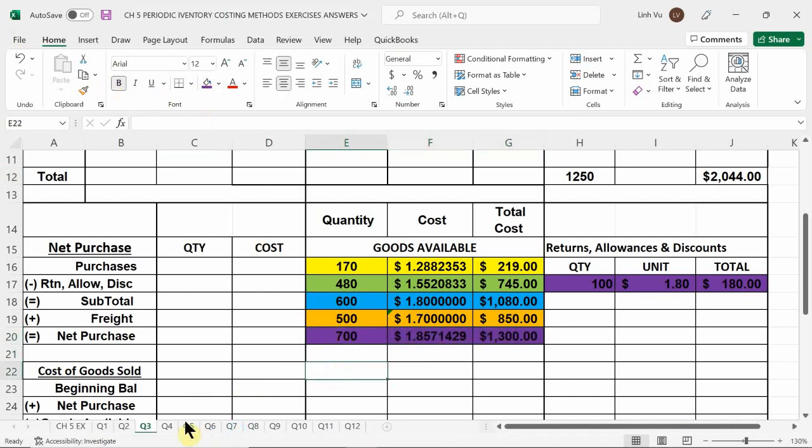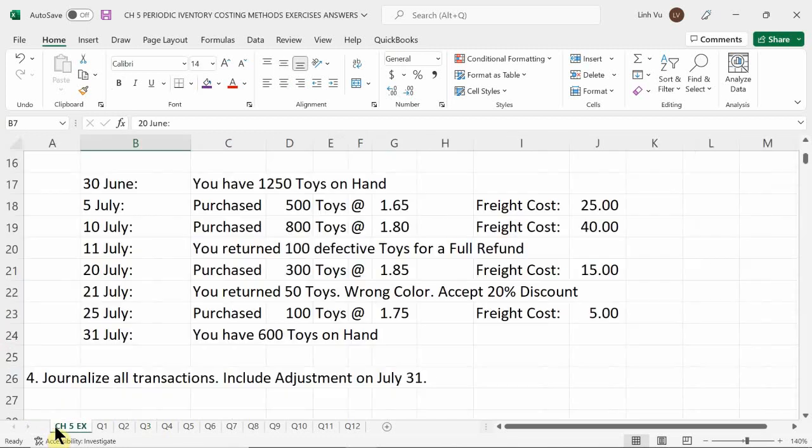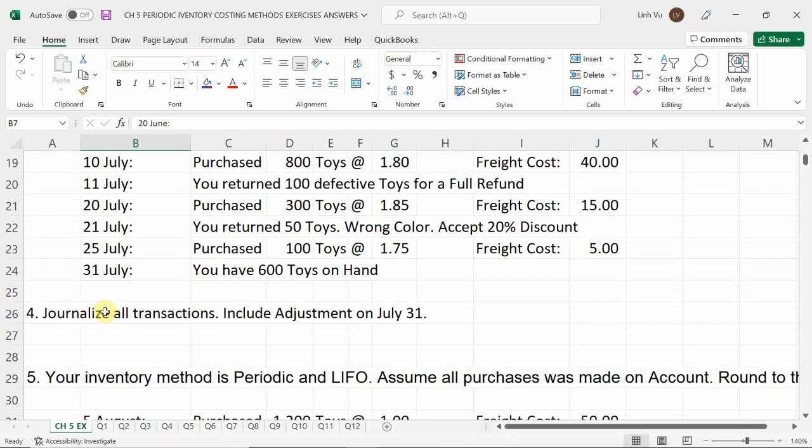Okay, so let's see what happened next. Then July 20th, we end up purchasing 300 toys at $1.85 with a freight of $15. 300, 185, 15.